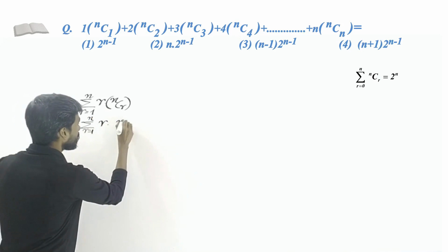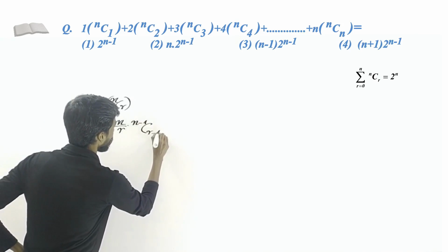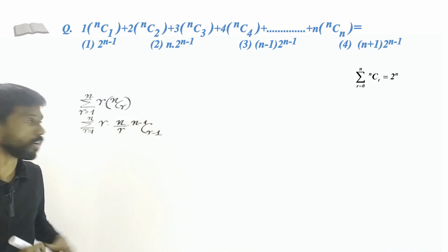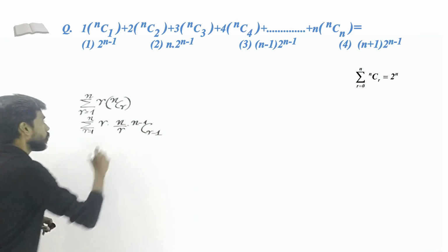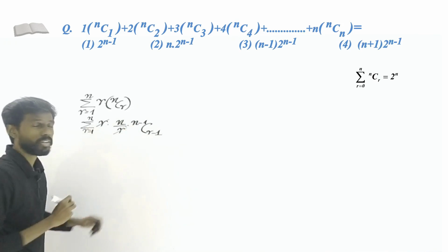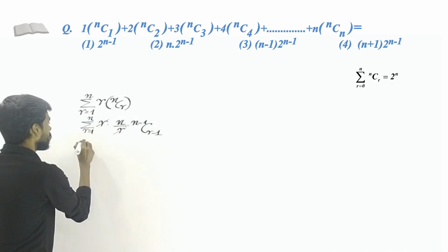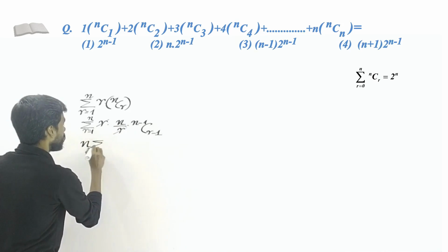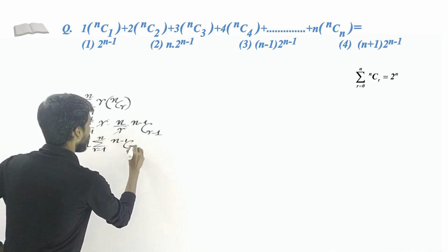We have written one formula, if you remember. NCR can be written as n divided by r multiplied by n minus 1 CR minus 1. So this is one formula. Alright, NCR is written as n by r, n minus 1 CR minus 1. So this r is cancelled now. This n is a constant, right? So the summation is over r only. So we can take this n out. So n multiplied by the summation r is from 1 to n, n minus 1 CR minus 1.